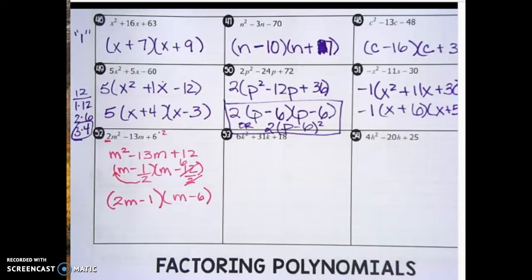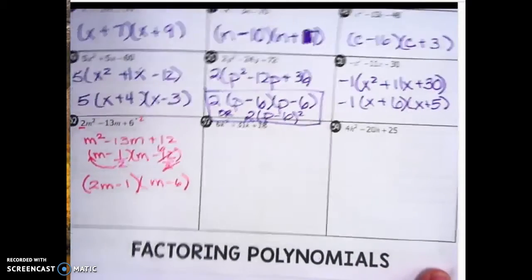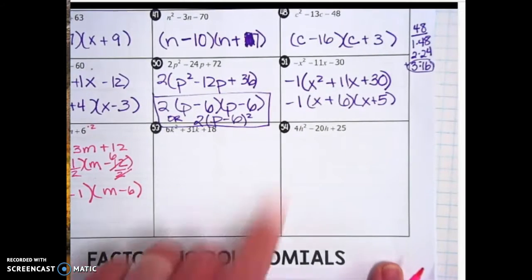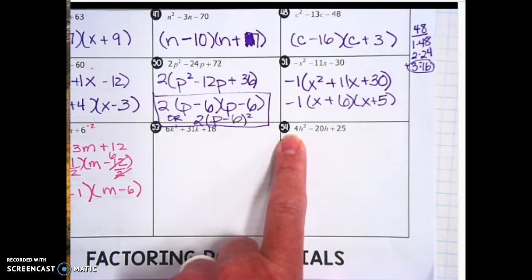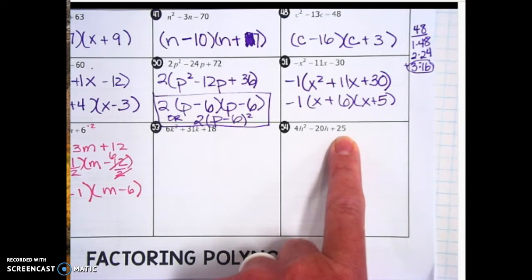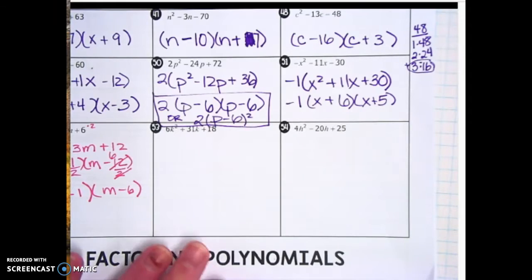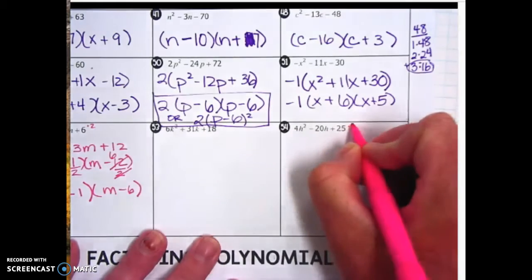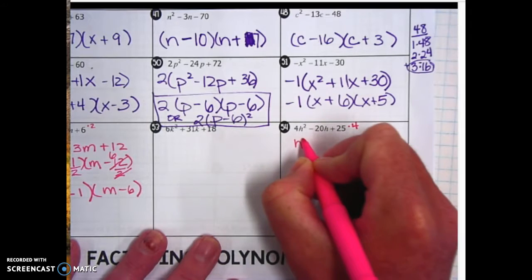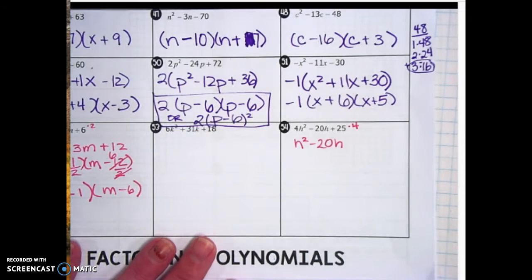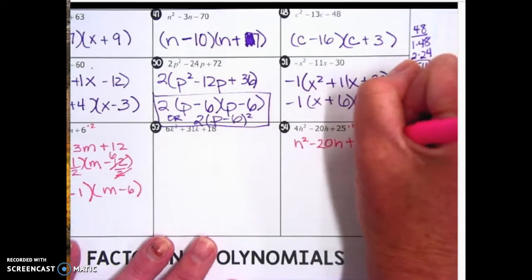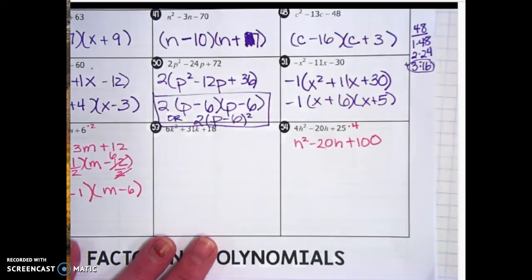Okay, let's do box 54 first. I think 54 is easier than 53. In box number 54, we check and see if there's a GCF. Looks like it's going to be, but no, 4 does not go into 25 evenly. So we do our slip. We multiply that 4 by the 25, and we have h squared minus 20h, and then what's 25 times 4? 100. Okay, so that's our trinomial.